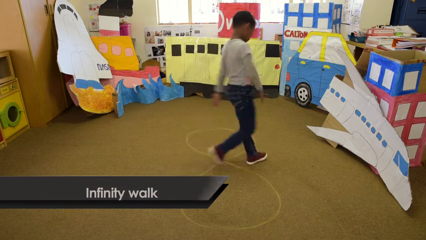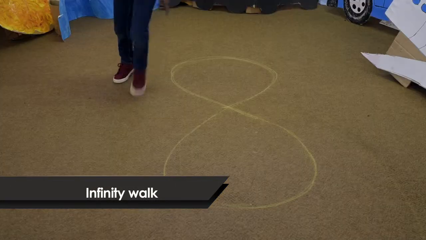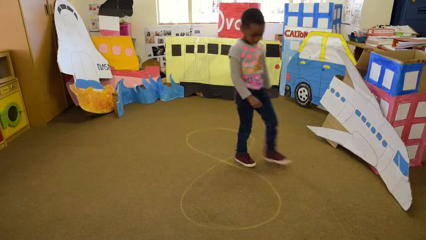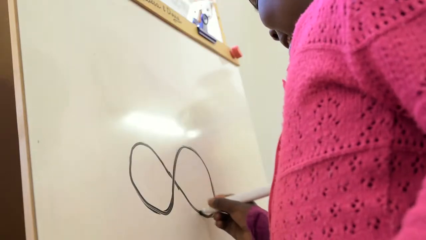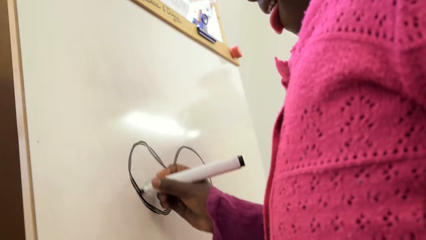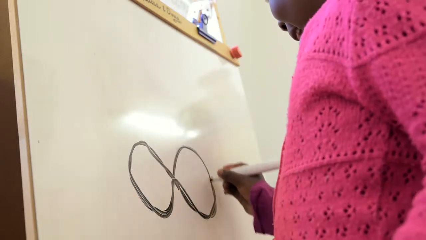Infinity walk. The infinity walk can also be done as a class exercise. See if the child is able to do the crossover in the middle. The infinity walk can then also be checked as a fine motor activity.